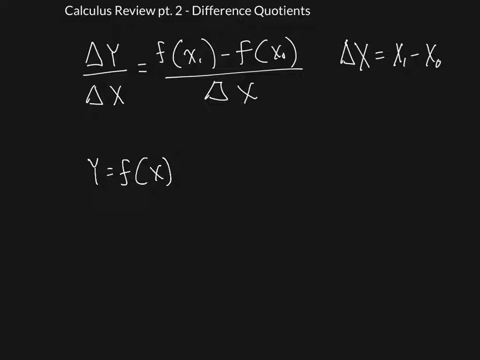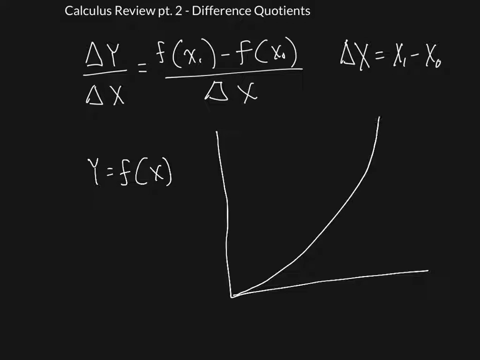Just as an example, let's look at a situation where y is a function of x. Let's say we have a function that looks something like this, where y is an increasing function of x. And we have 2 points along the x-axis, point x0 and point x1. x1 can be smaller or larger than x0. It doesn't matter, but just for this example, x1 is larger.